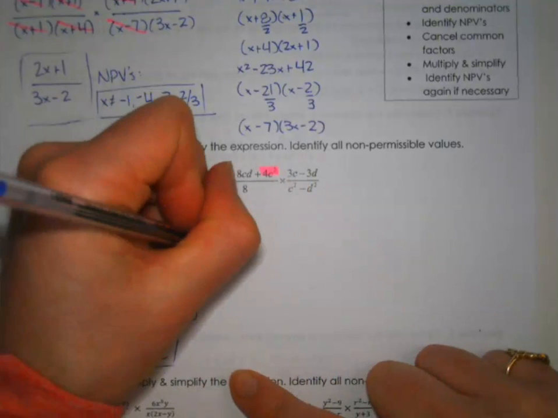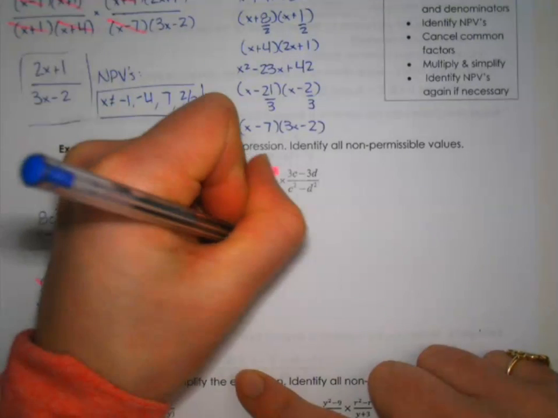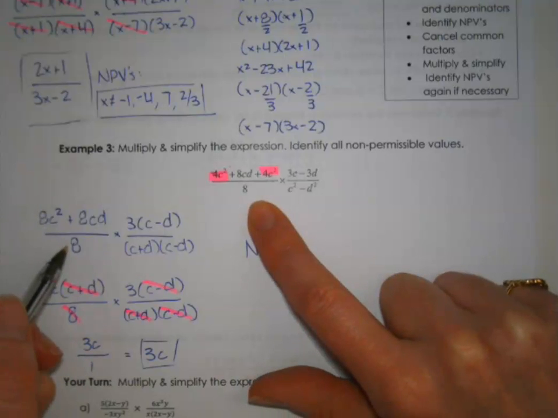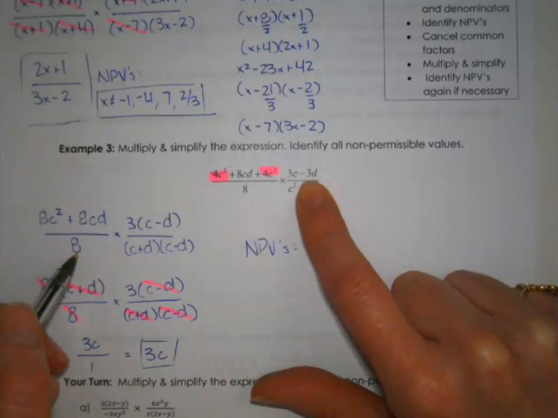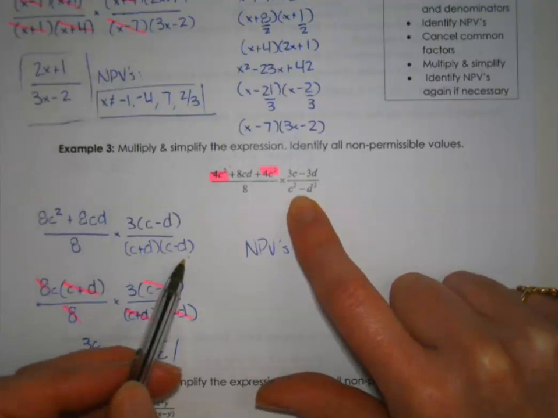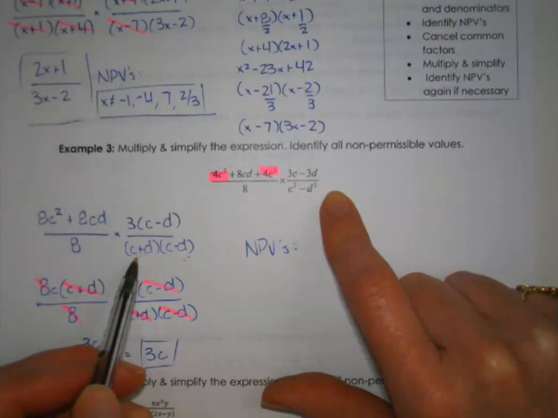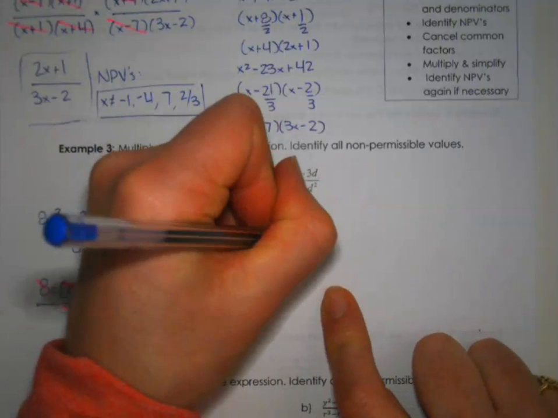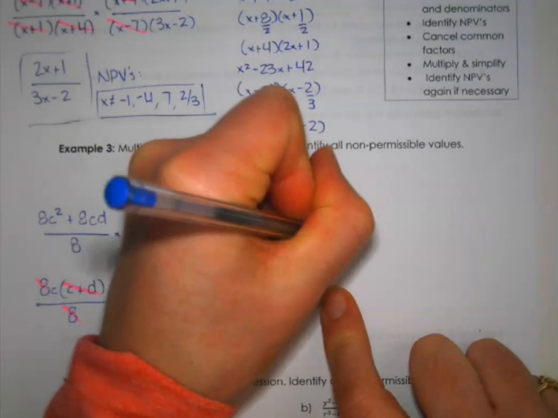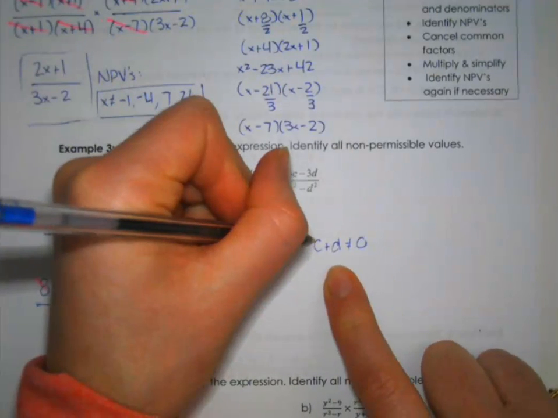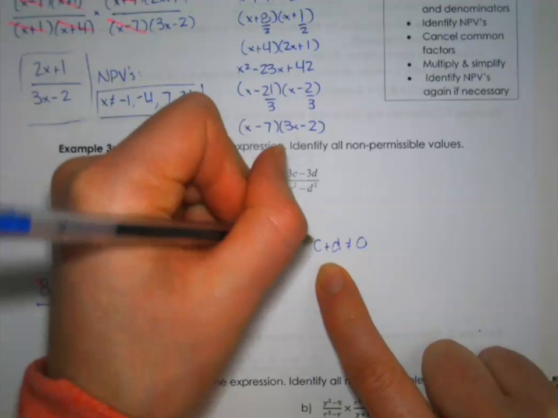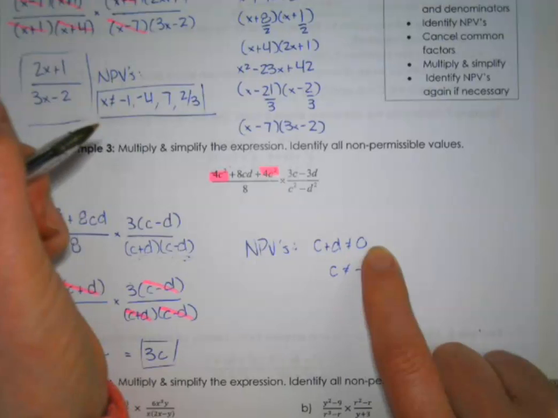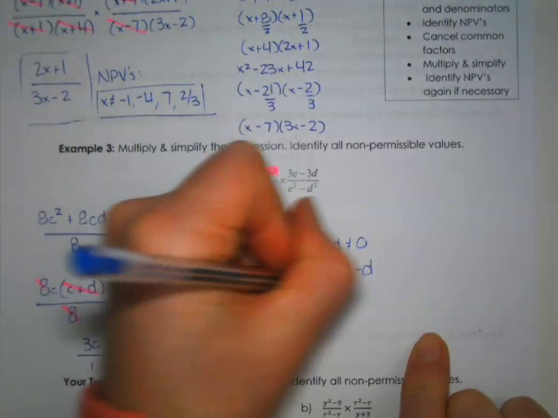Now the last thing we want to do is our NPVs. So just remember to pay attention to all parts. Now with this one we don't have to worry because we could factor that into an equivalent term. So c plus d and c minus d. So basically what you need to do here is say c plus d cannot equal 0. So if we rearrange that to isolate for c, it's c cannot equal negative d, right? We would subtract d from both sides. So that's one of our NPVs.